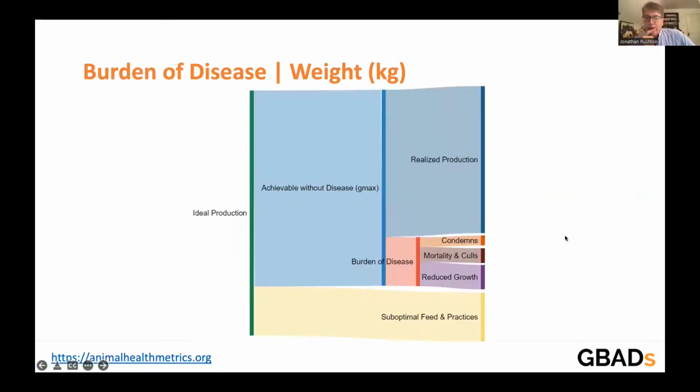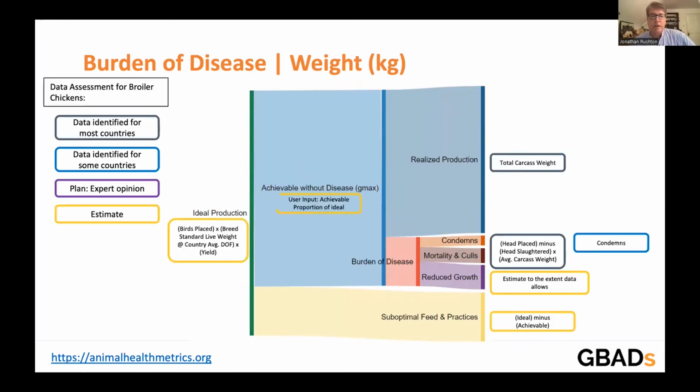Putting that into practice, we've been doing this with a company called First Analytics in the US to think more carefully about the idealized production versus the realized production, and splitting up the gap into slightly different things. So this will be the loss of production in the animal health loss envelope, the condemnations, the mortality, and the reduced growth, with some element which could just be around suboptimal feed and other practices in that particular structure.